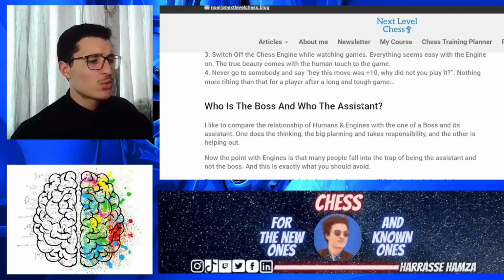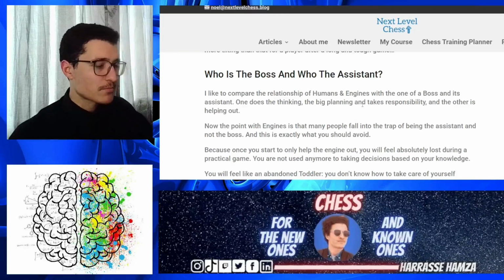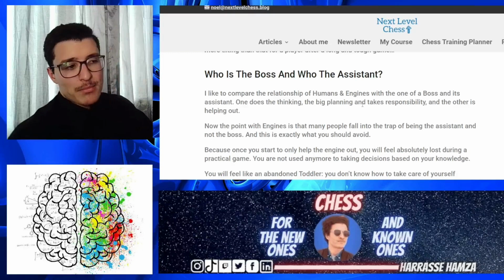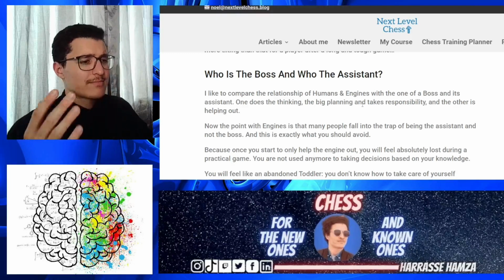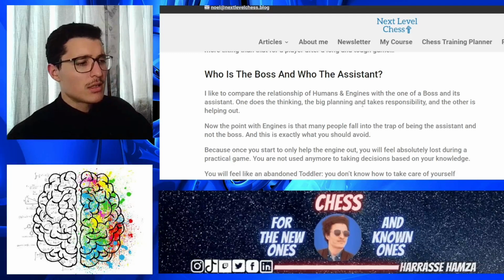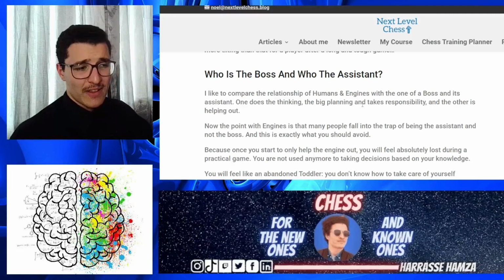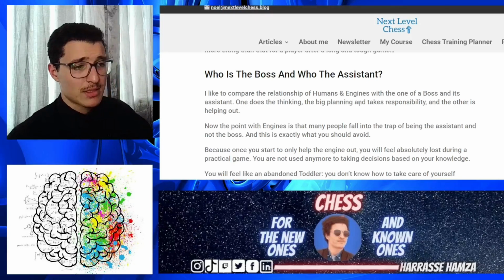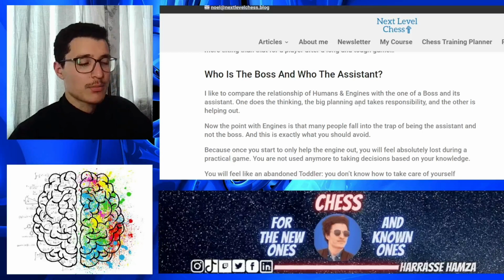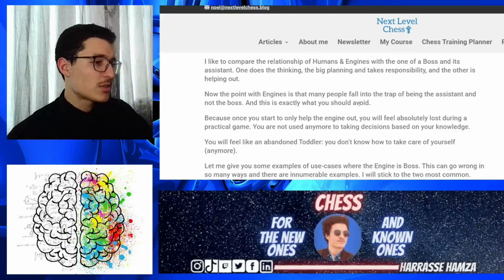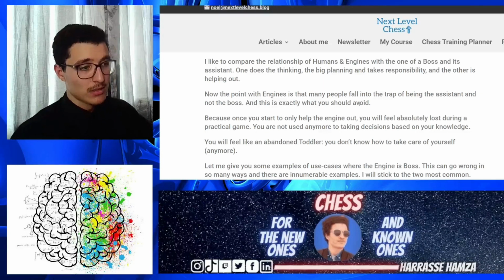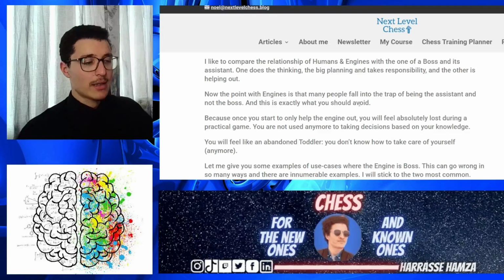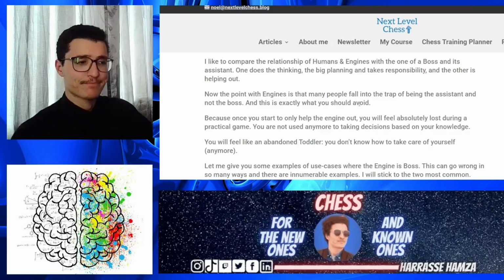So who is the boss and who is the assistant? I like to compare the relationship of humans and engines with that of a boss and its assistant. One does the thinking, the big planning, and takes responsibility, and the other is helping out. You are taking responsibility. He is helping you. Now, the point with engines is that many people fall into the trap of being the assistant and not the boss. And this is exactly what you should avoid.